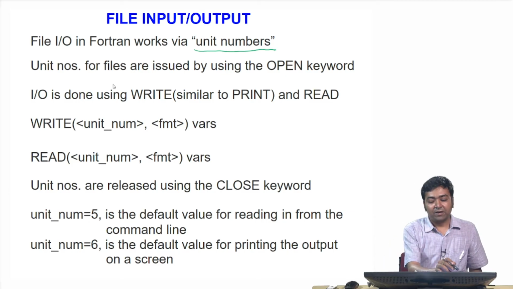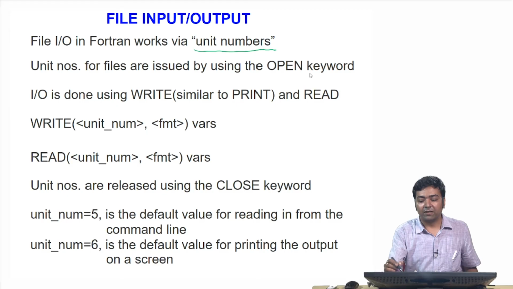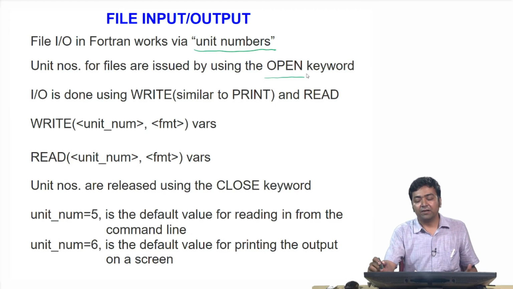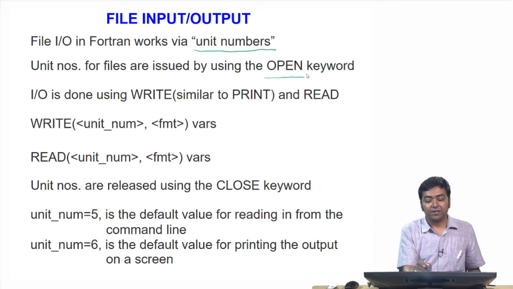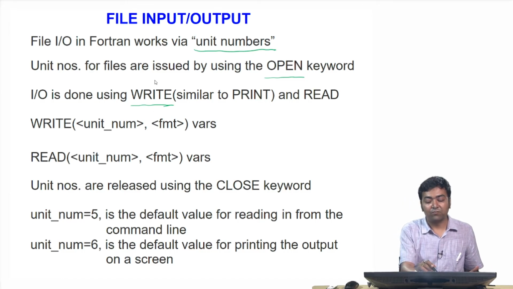The unit numbers for files are issued by using the open keyword. This open keyword along with the unit number of that particular file tells the Fortran code that we need to open this file, associated with this particular unit number. And the output is typically done using the write statement. Remember, when we put it on the screen we use a print statement, but to put the output in a file we use a write statement.